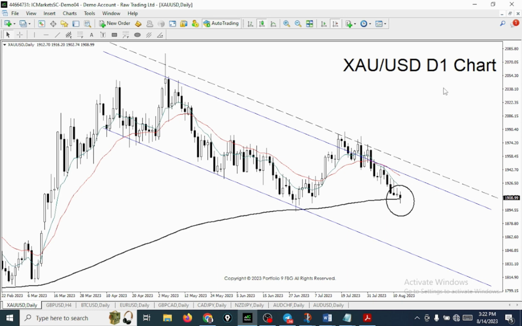I'm trading off the daily time frame. I chose the daily time frame because it's a very stable time frame with little or no noise. It doesn't matter what the fundamentals are saying. The daily time frame is a stable time frame.